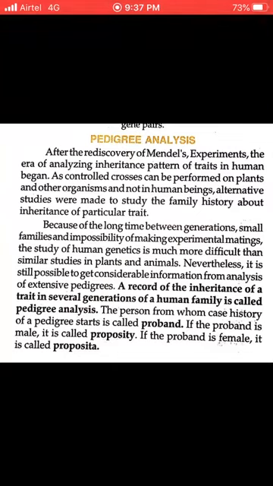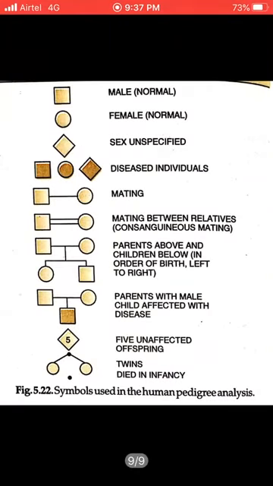So how is it done? These are the symbols used in a human pedigree. If it is male, then we make a square, female then a circle, sex unspecified has its own symbol. There is a symbol if the individual is having the disease, and for mating, and mating between relatives, if they are married within the relatives, then this sort of symbol is used, and parents of the children below, order of birth, left, right. So these are the symbols which we use, and we can make a pedigree chart.